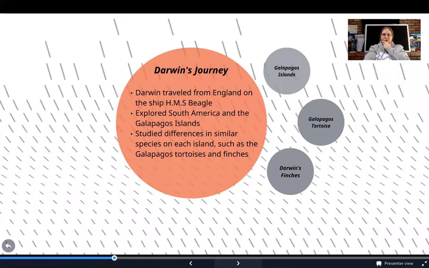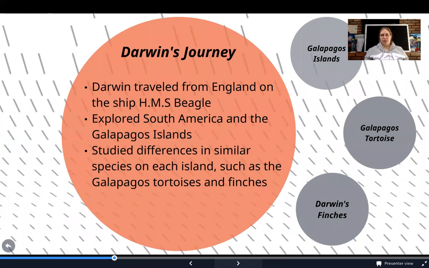All right. So let's start talking about his journey. We mentioned that he traveled from England to South America and the Galapagos Islands on a ship called the HMS Beagle. Now, if you're wondering where the Galapagos Islands are, they're due west. They're a cluster of islands just west of Ecuador. Ecuador is on the western coast of South America, kind of the northwest coast, and the islands are, I don't know how many miles, but out in the ocean off of there.